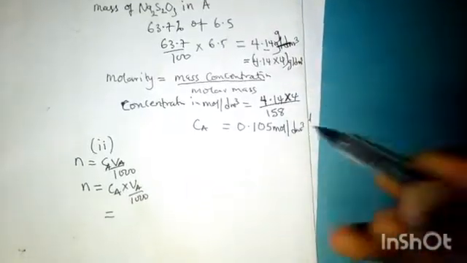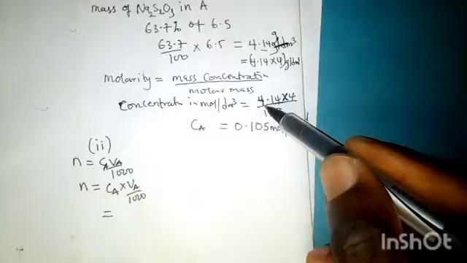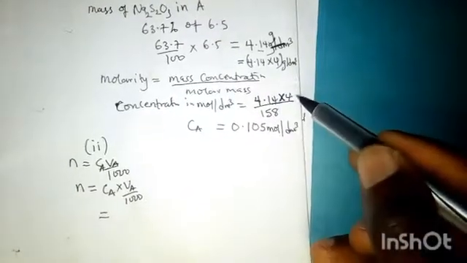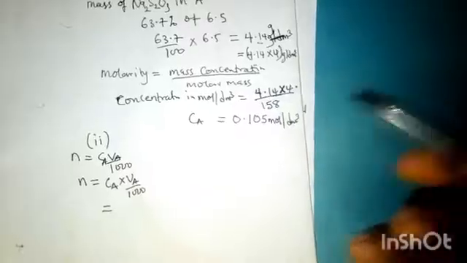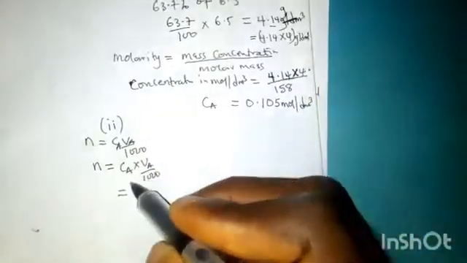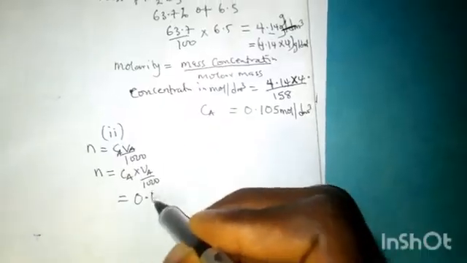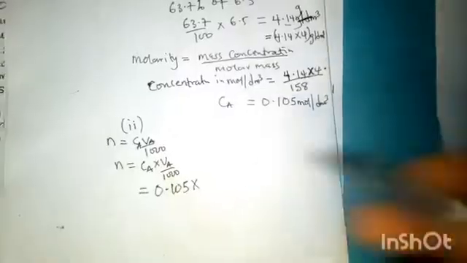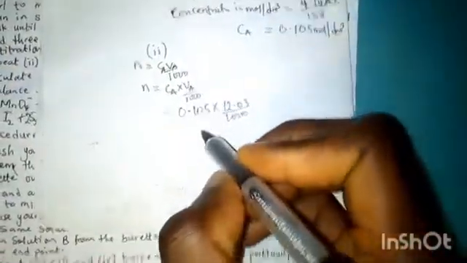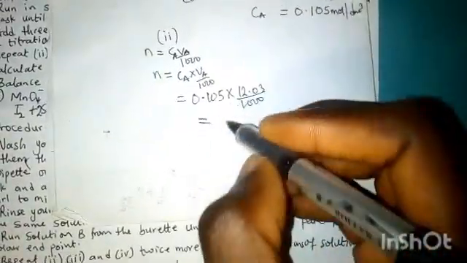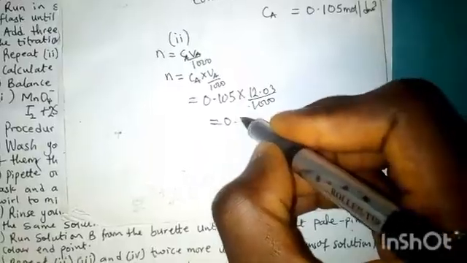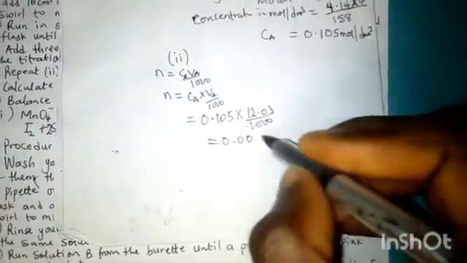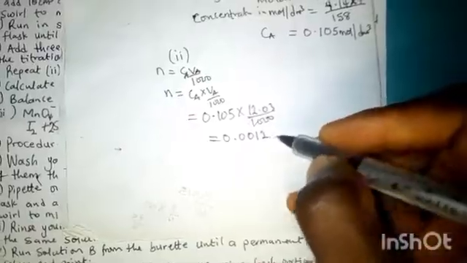So now this is it here. The mass concentration will be the mass in 250 times 4, which represents the mass in 1000, over 158. That gives us this. Now the concentration is 0.105 times the volume, and the volume, the average titer, don't forget, is 12.03. So we multiply by 12.03, and if I divide my answer by 1000, I'll be having 0.00126 moles.